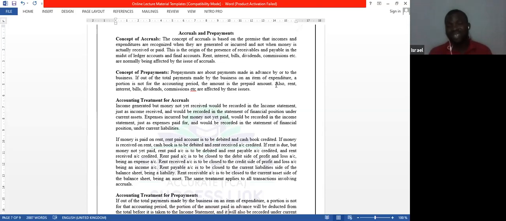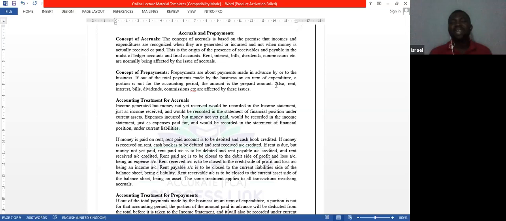But you might not see it. But in case they ask you the difference between earned income and unearned income, I believe you'll be able to say one or two things. Now let's look at accounting treatment for accruals. Accounting treatment for accrual is all about income generated but money not yet received.